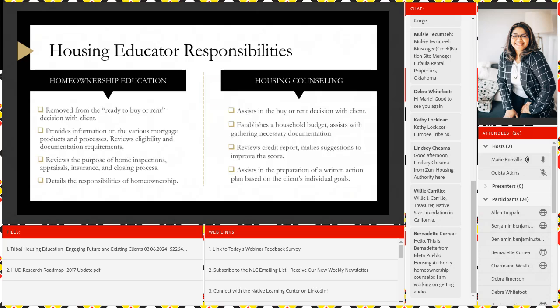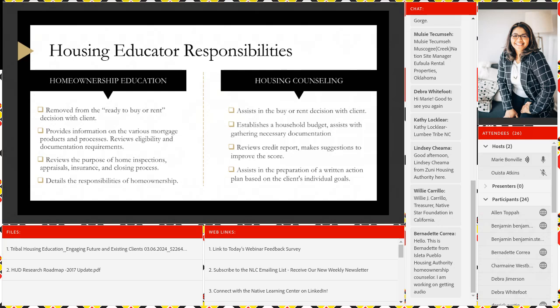When you're doing a homeownership education course, you're typically removing the ready to buy or rent decision from that conversation. You and the clients aren't having that conversation as much. You might have a slide or two that talk about what it means to be ready to buy, but you're not having that conversation in a class with others. You provide information on various mortgage products in the process, right? What's the difference between Section 184 and USDA's 502, right? You kind of can display the eligibility and the documentation requirements, but you leave it at that.